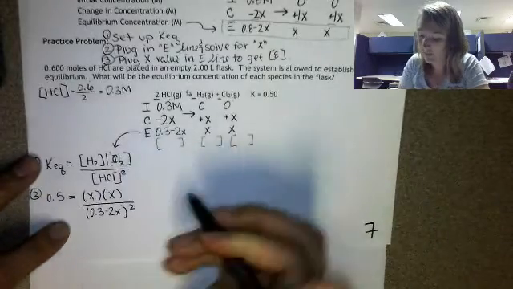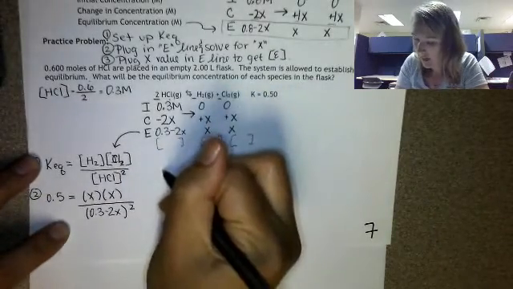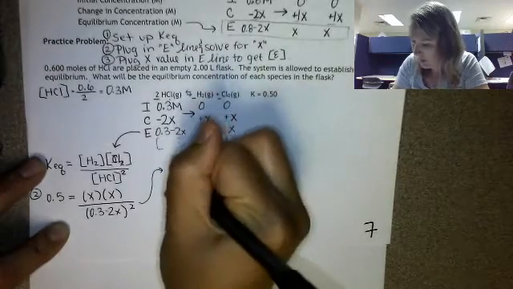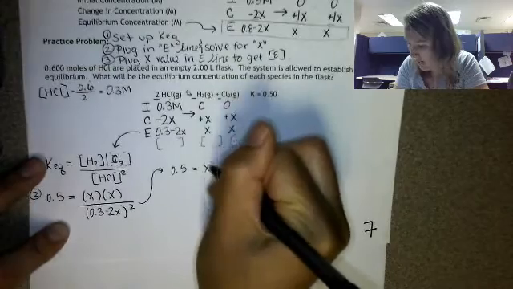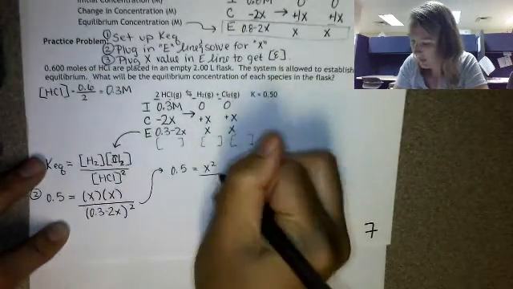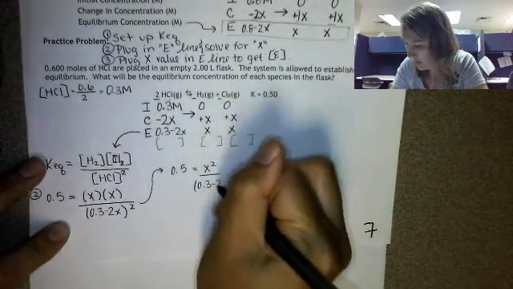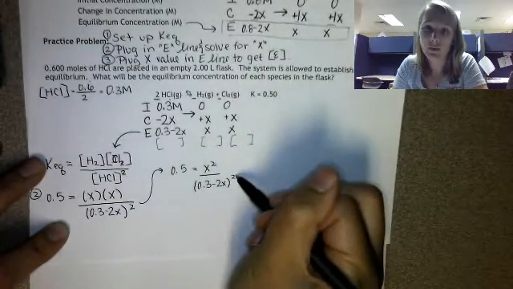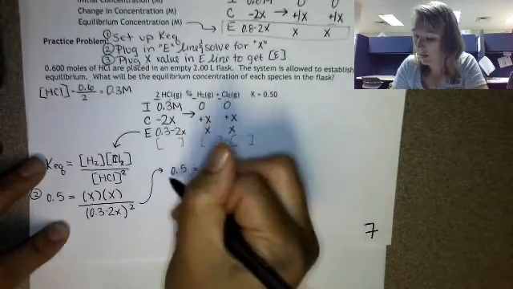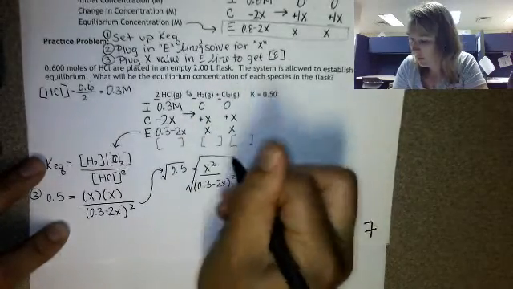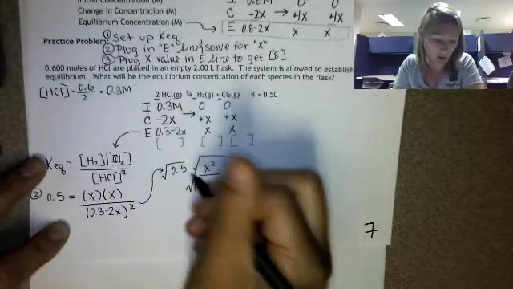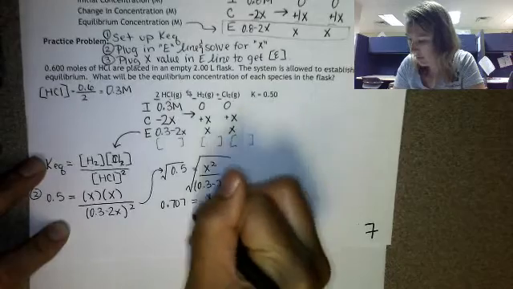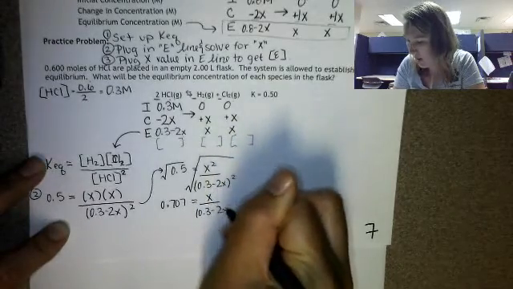I have to solve for x. So to solve for x, 0.5 is equal to x squared, x times x is x squared, over 0.3 minus 2x squared. If I have a squared on the top and a squared on the bottom, I can take the square root of both sides. So square root of the left, square root of the right, square root of 0.5 is 0.707, is equal to x over 0.3 minus 2x.